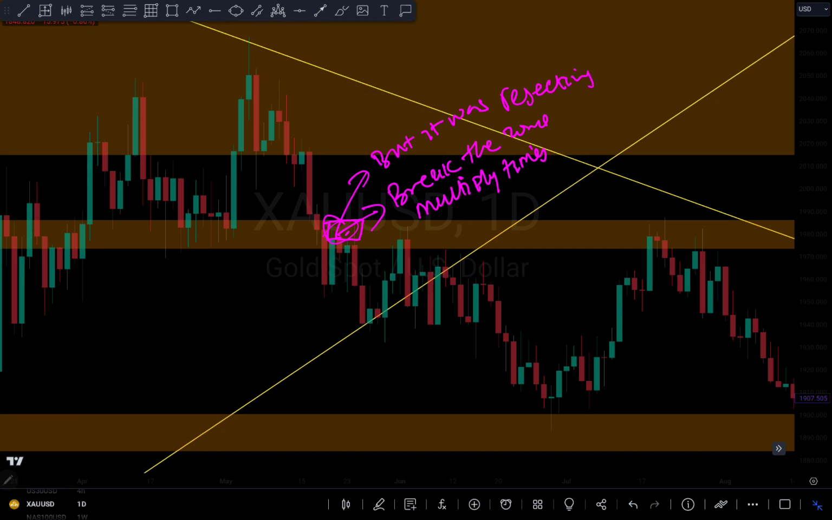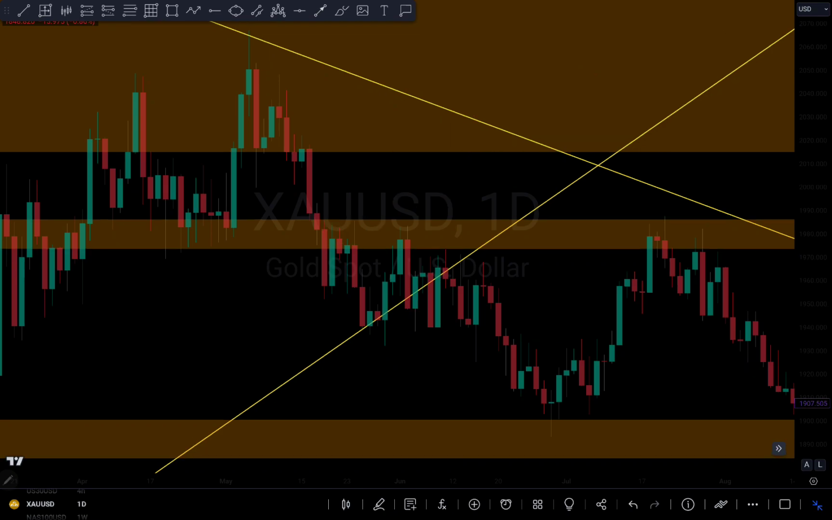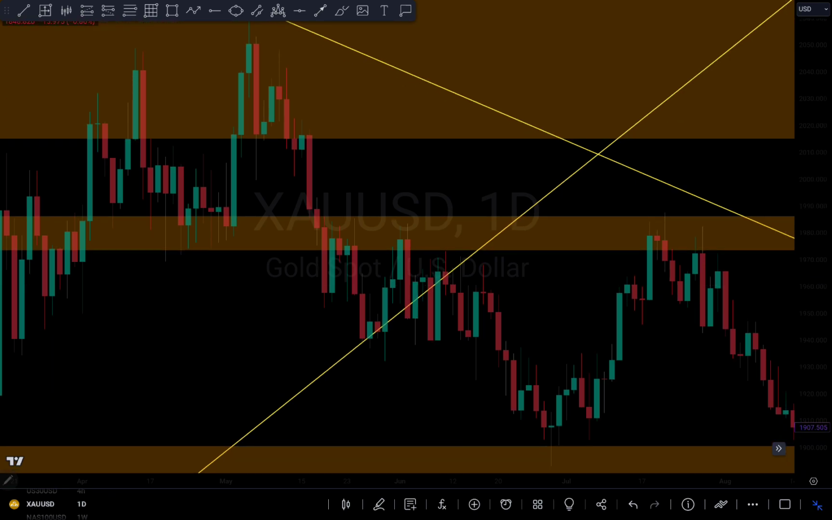Meaning the buys are not strong enough to break that zone and continue to push to the upside. So that's a second confluence that there's a possibility that we might continue to push to the downside. Now, let's see my third confluence that will make me take this trade.